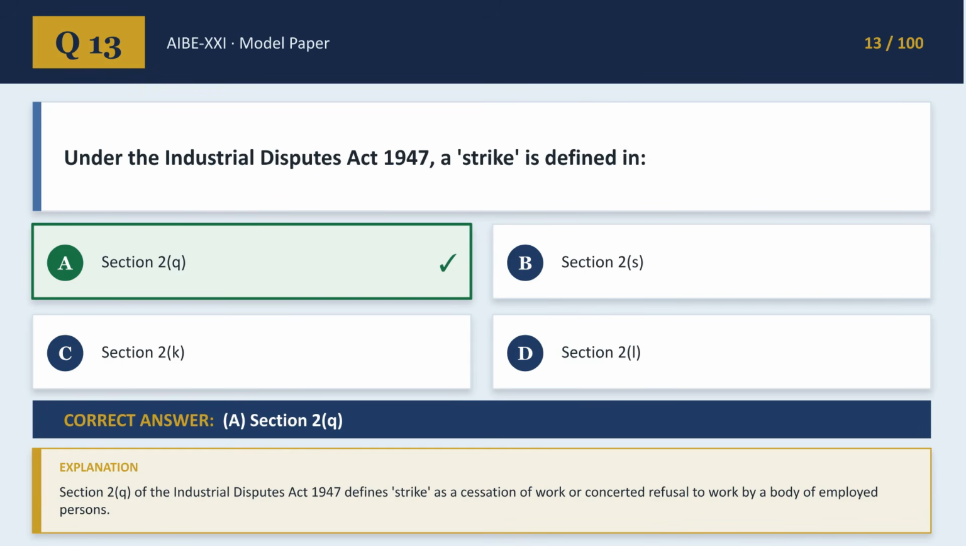Question 13. Where is strike defined under the Industrial Disputes Act 1947? The correct answer is A, Section 2(q). It is defined as a cessation of work or concerted refusal to work.